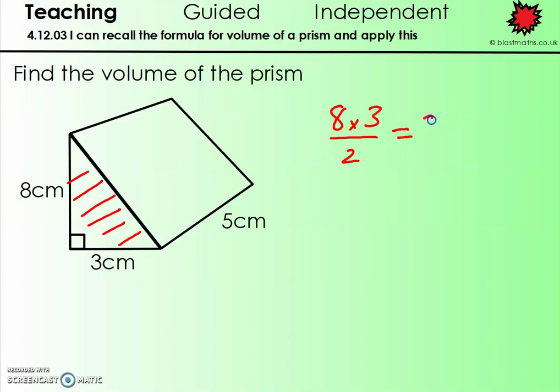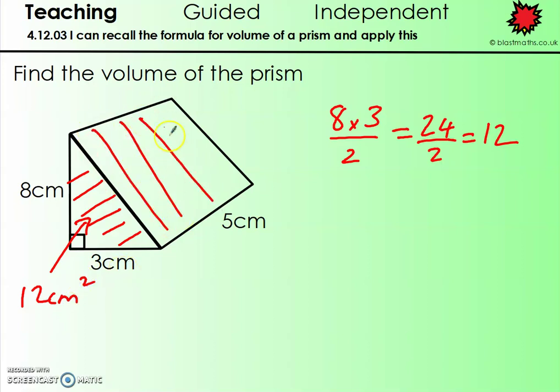So 8 times 3 is 24. Divide it by 2 gives us 12. So I now know the area here is 12 centimeters squared. And in effect, I've got 5 rows of that going backwards, so I times my 12 by 5, and that will tell me that I get 60 centimeters cubed in that prism.